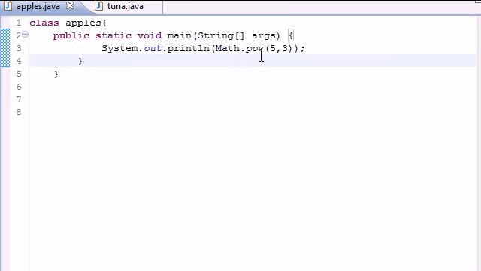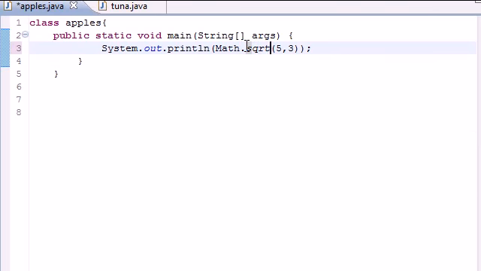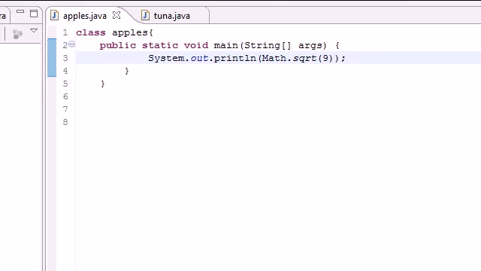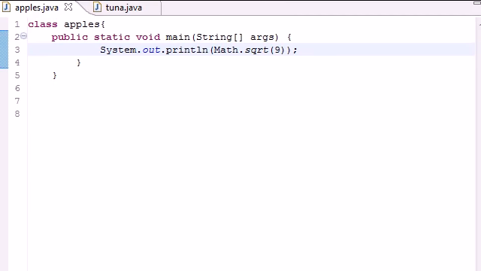The last built-in method I want to teach about in the math class is square root, and sqrt is what it stands for. It only takes one parameter, such as 9, and it finds the square root of that number. So when you run this, the square root of 9 is 3, and it outputs 3. So that's how you use your built-in methods from your math class.